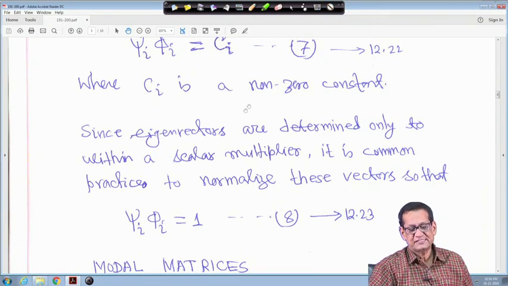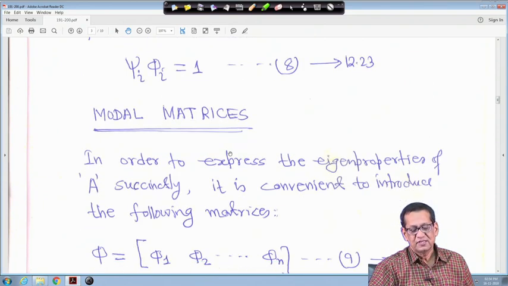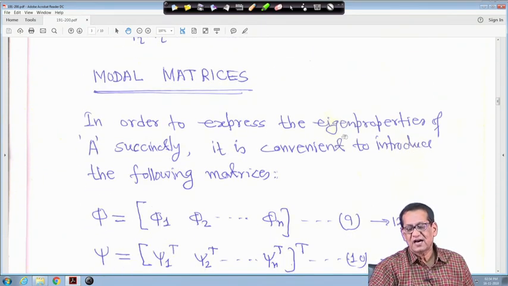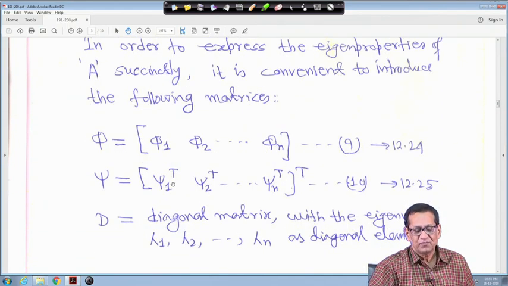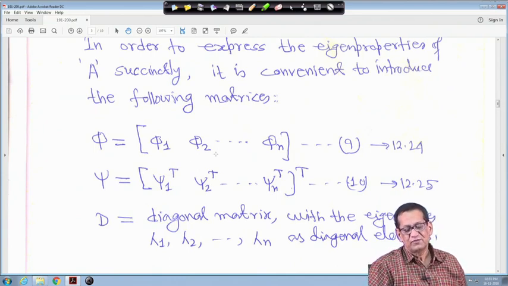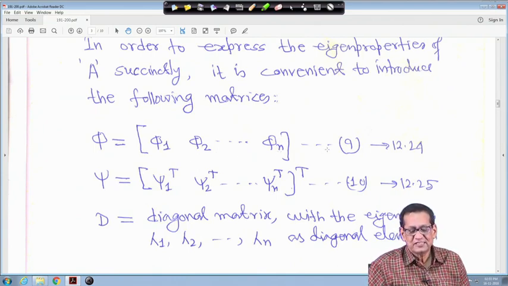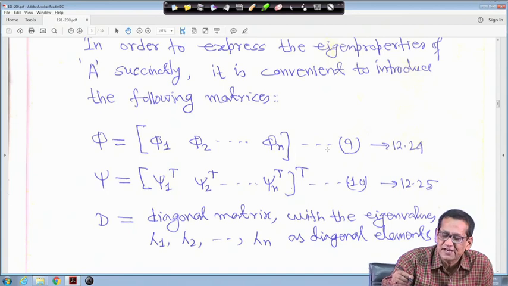Now, modal matrices. In order to express the eigen properties of A succinctly, it is convenient to introduce the following matrices. For example, phi is equal to phi 1, phi 2, up to phi n, this is equation 9. This is actually not a vector, it is a matrix. Later you will see this.